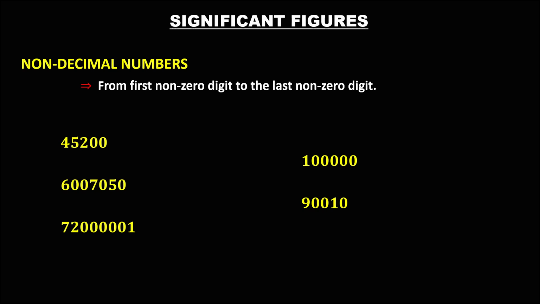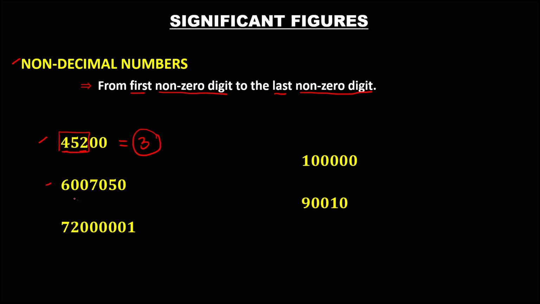So for significant figures, we're going to use two rules. The first rule is for non-decimal numbers. Take note that we count from the first non-zero digit to the last non-zero digit. So for this given, using the rule for non-decimal numbers, from the first non-zero digit to the last non-zero digit, there are three significant figures.